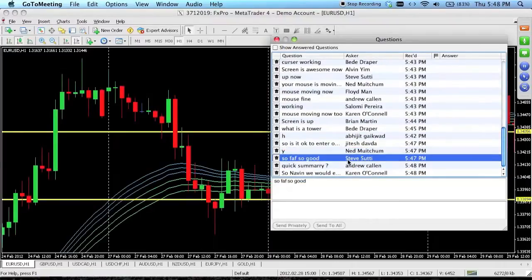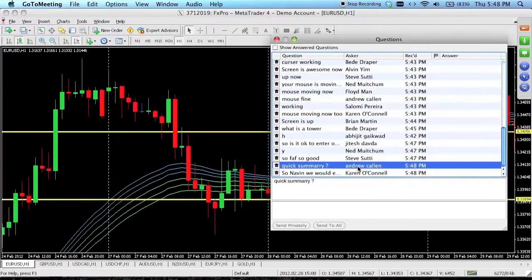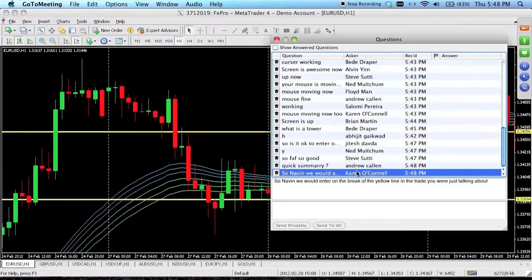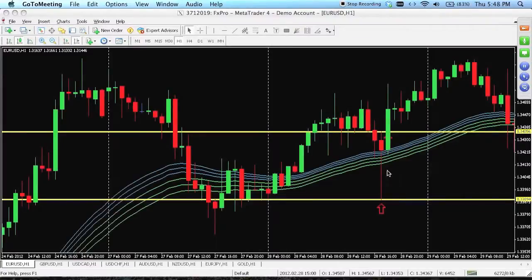Okay, Steve, so far so good. Andrew, you want a quick summary? Okay, we'll do a quick summary. And Karen saying, so Naveen, we would enter on the break of the yellow line in the trade you were just talking about. Yes, at the moment the yellow line is broken, you would be going in a long. Okay.